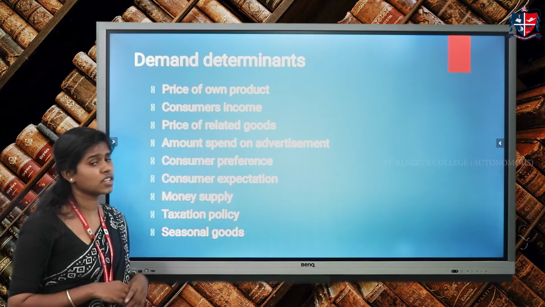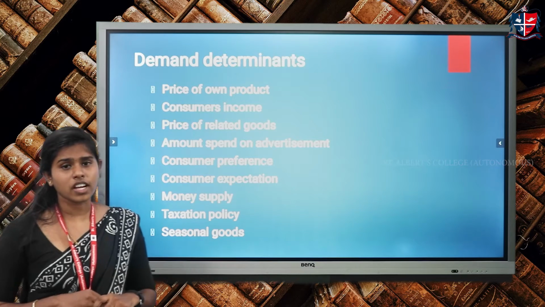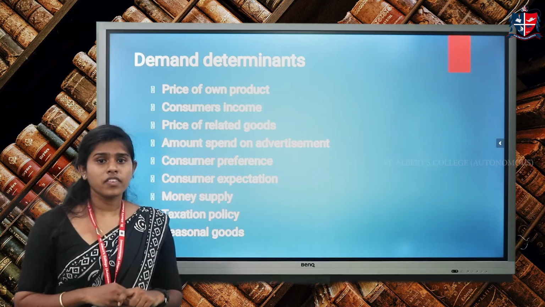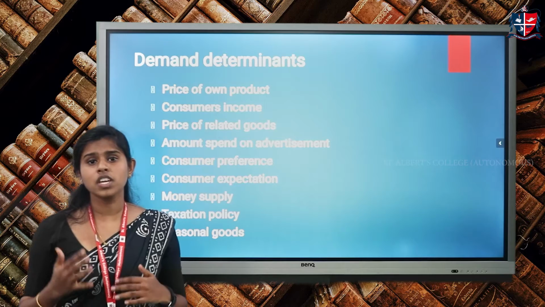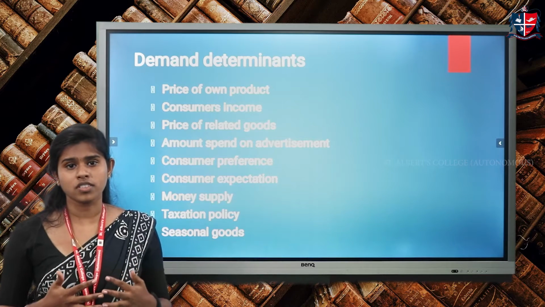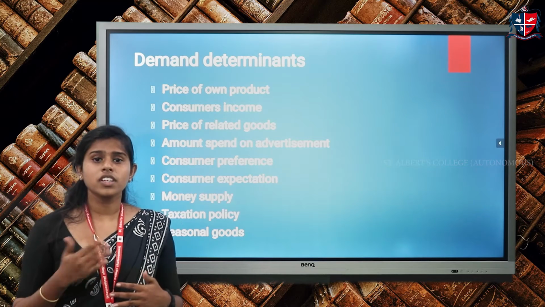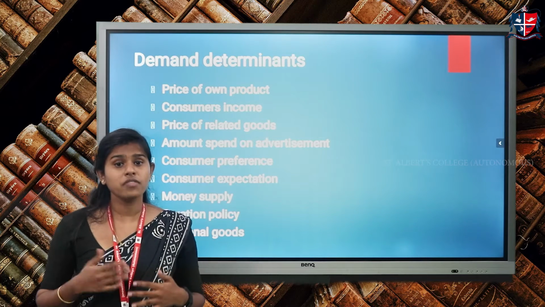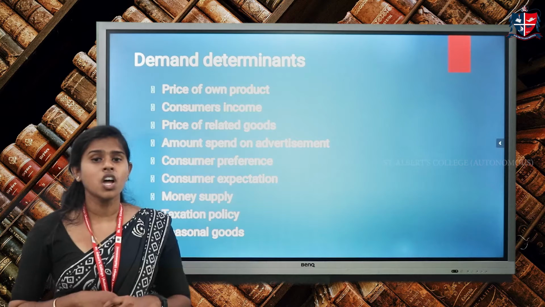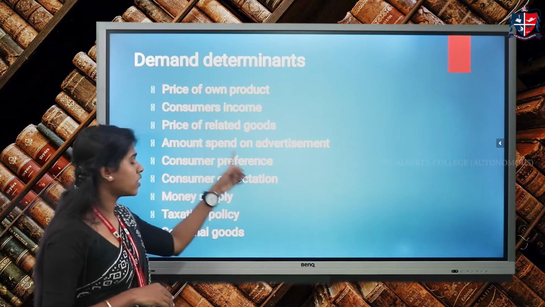Next is the consumer's income. The consumer's income is another factor determining the demand. Whenever the consumer has a high income, he will demand more products, or the demand from his end will be more in case of his higher income. And the demand of the consumer will be less in case of his lower income. Next is the price of related goods.